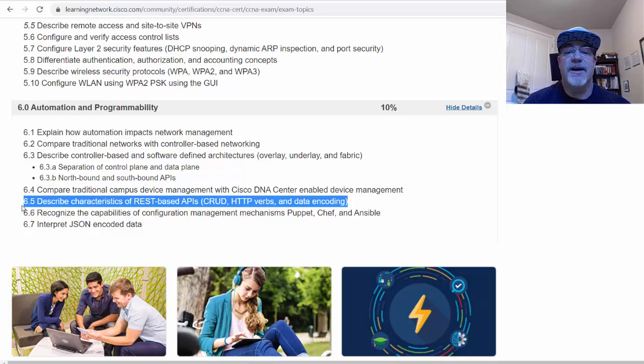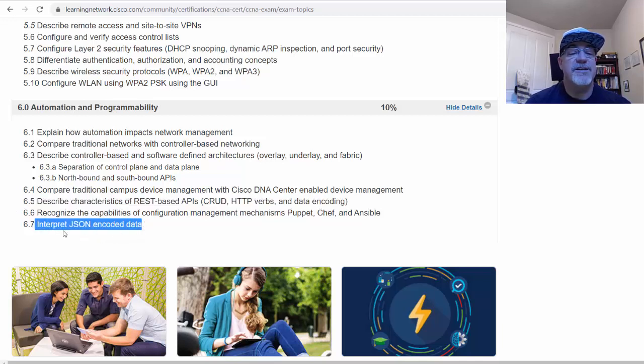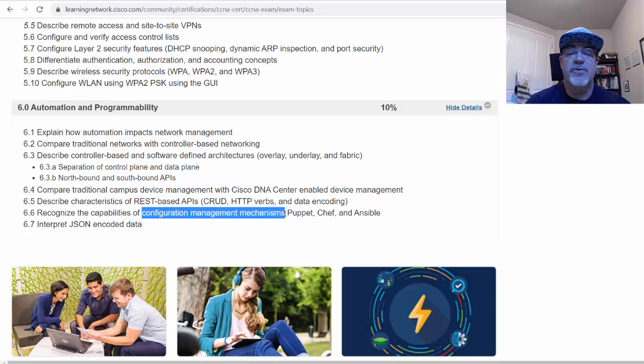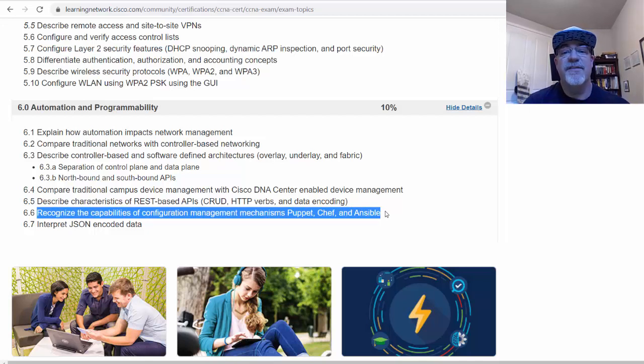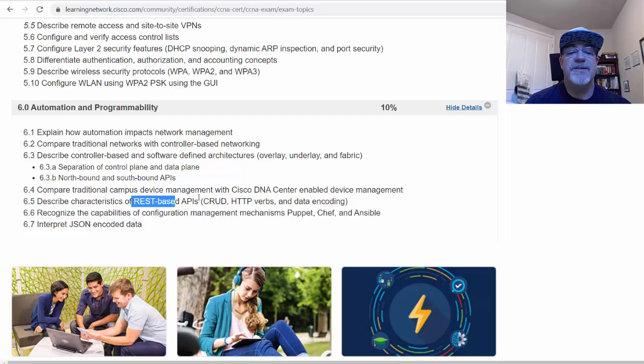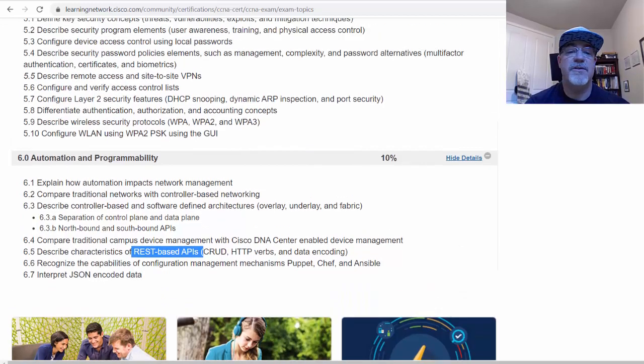So you'll need to know basically how you can use JSON to send that data and to request data in JSON encoded data. And also the capabilities of different configuration management mechanisms and tools like Puppet, Chef, and Ansible. Now you don't need to know how to configure Puppet, Chef, and Ansible. You basically need to know what they're used for: network automation, for automating the building of networks and servers and deployment automation. And REST-based APIs is web APIs, which you can do with Python, which is often used. And so that's pretty new. This is new stuff here. So this is all new. It's only 10% of the CCNA, but that's where most of the new content is.